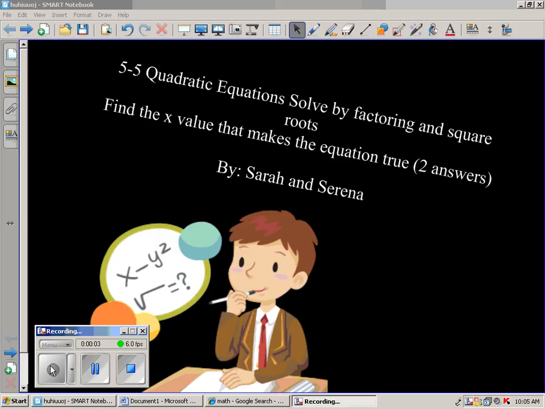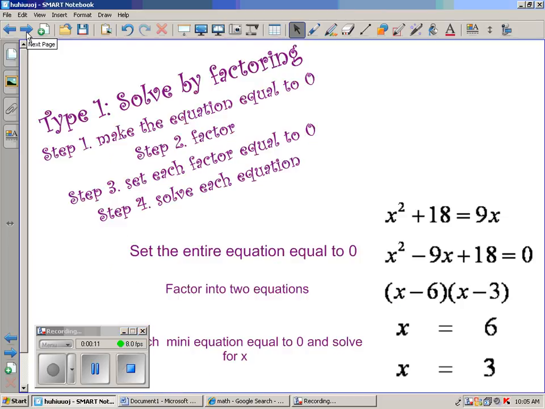5-5 quadratic equations. Solve by factoring and square roots. Find the x value that makes the equation true. You're going to have two answers. Type 1, solve by factoring.